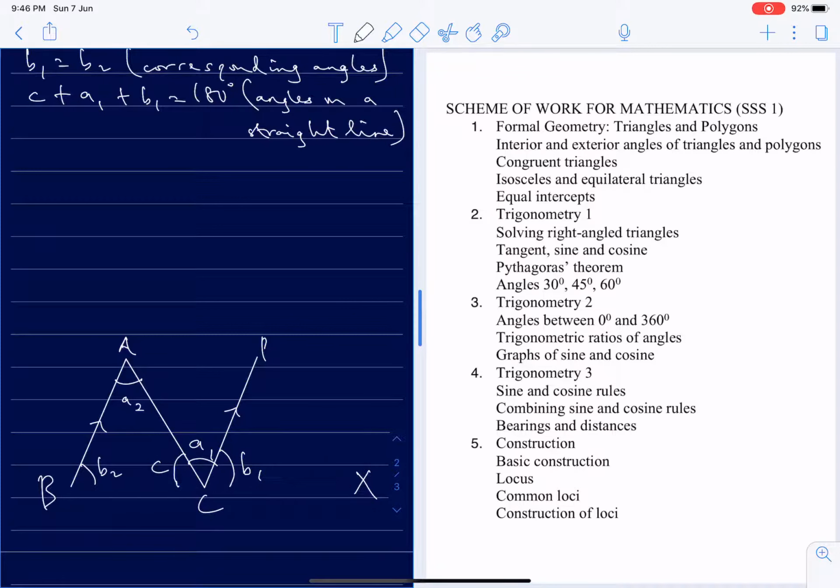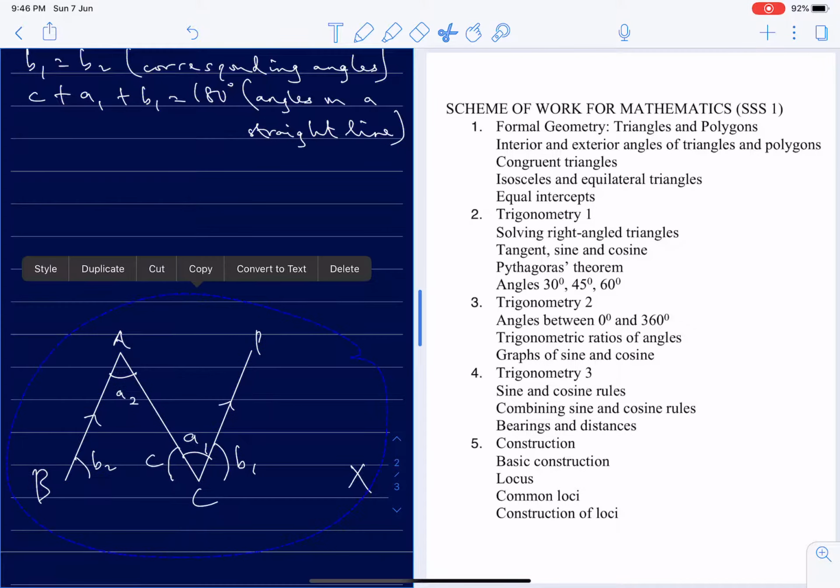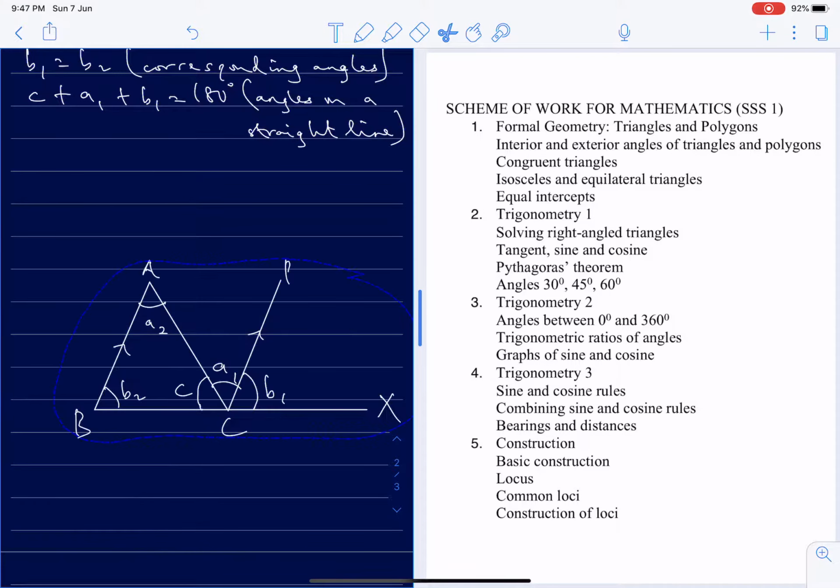And that's supposed to be, okay. Yeah, this is the diagram. Now let's continue.